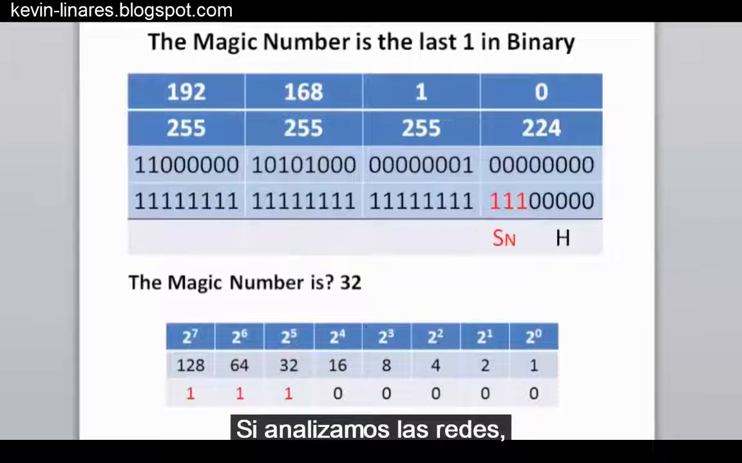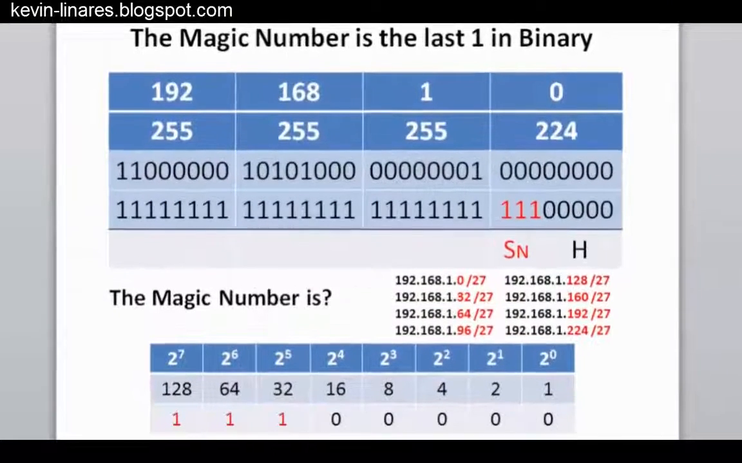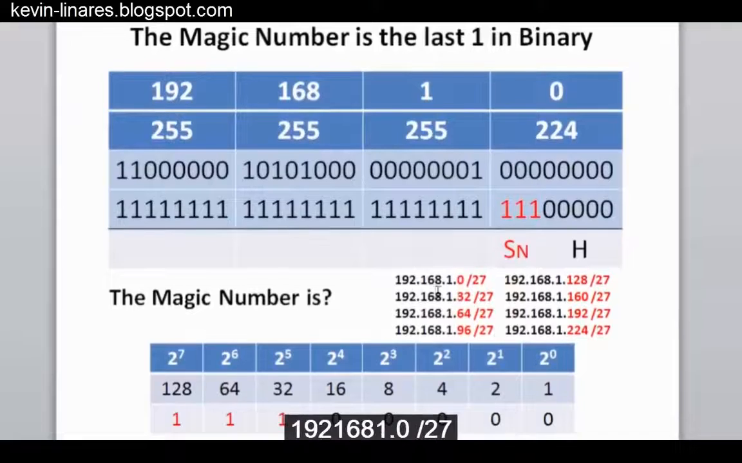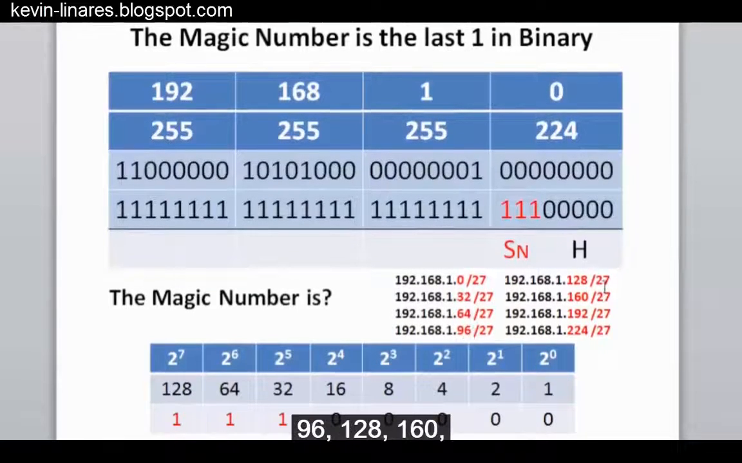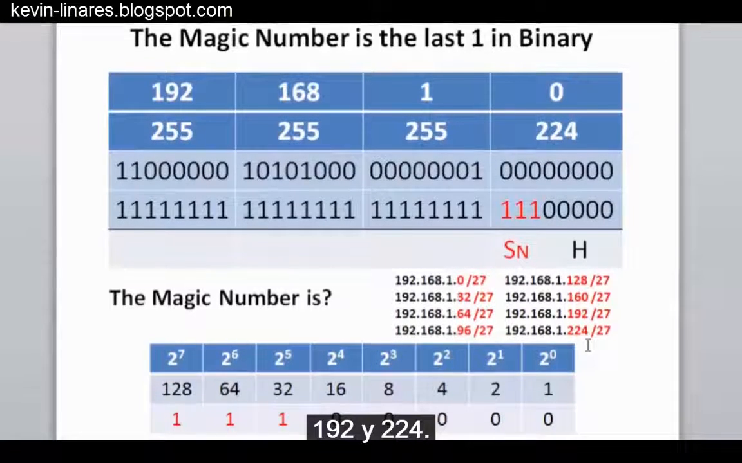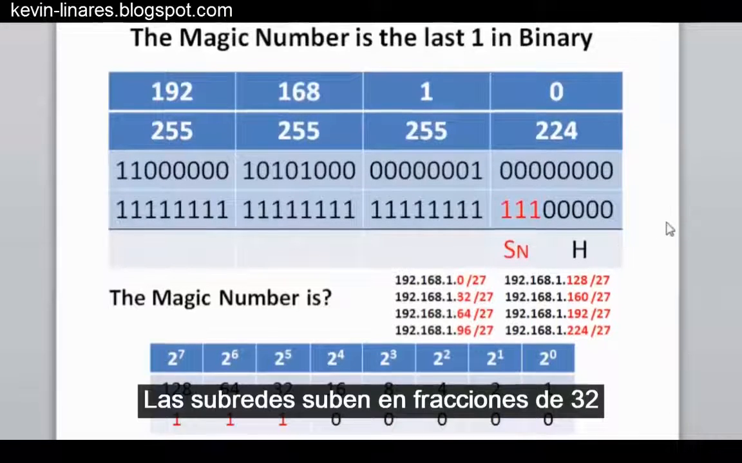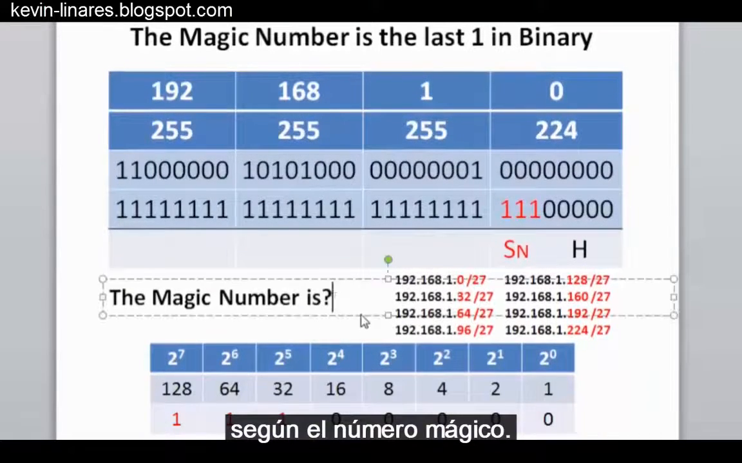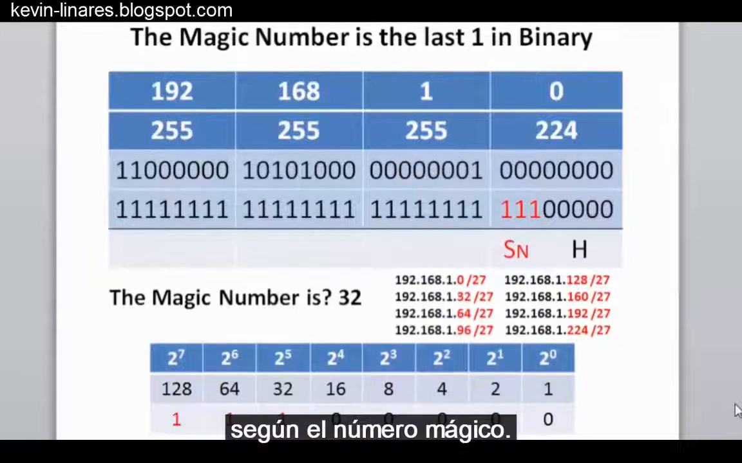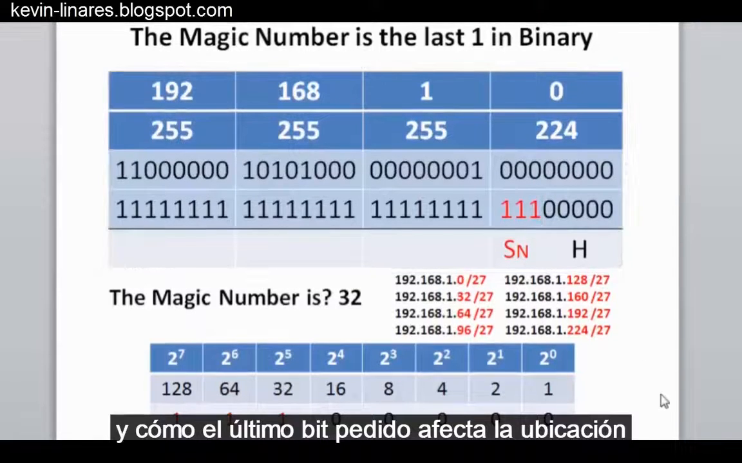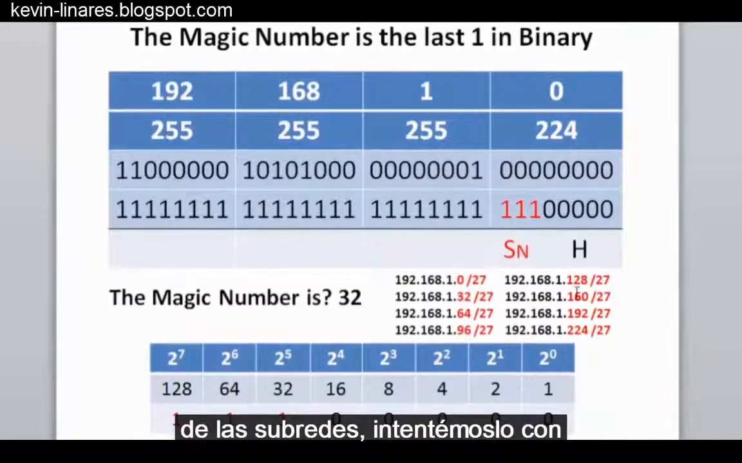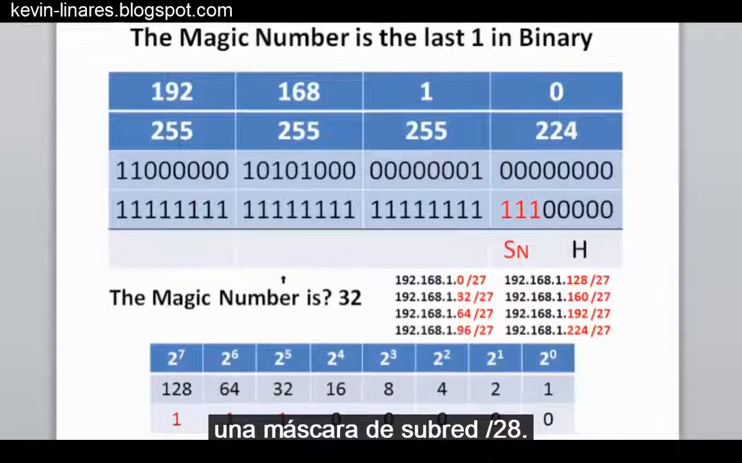If we look at the networks, we'll see that they go up by 32. The first network being 0, 192.168.1.0/27, then the 32 subnet /27, 64, 96, 128, 160, 192, and 224. The subnets go up in increments of 32, following the magic number. Now that we see the pattern and how the last borrowed bit affects the location of the subnetworks, let's try it with a /28 subnet mask.